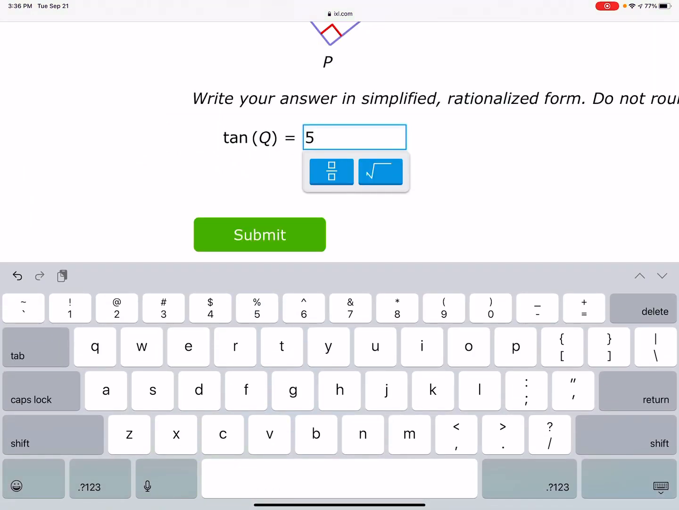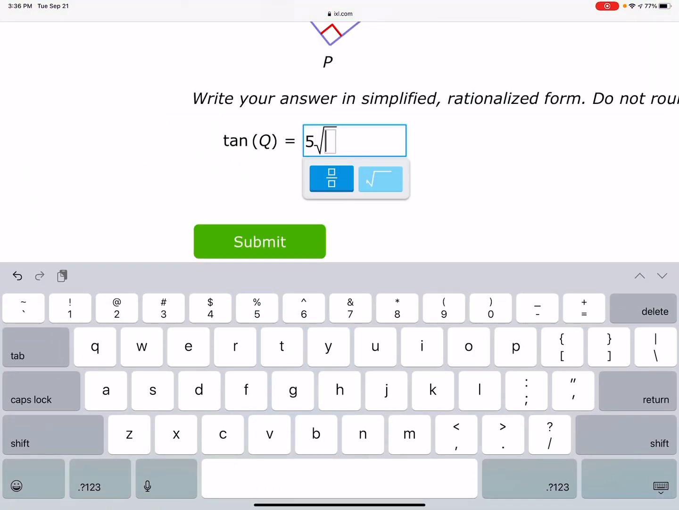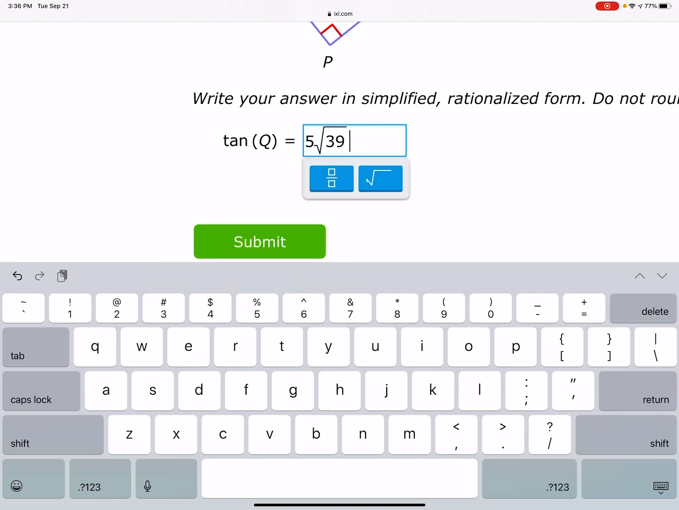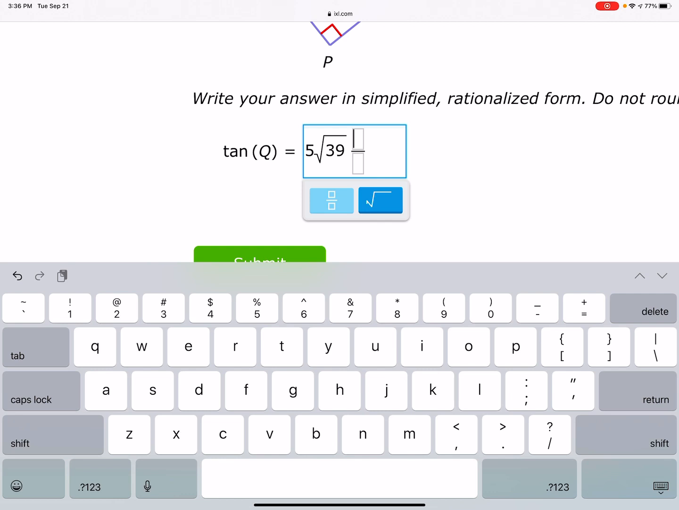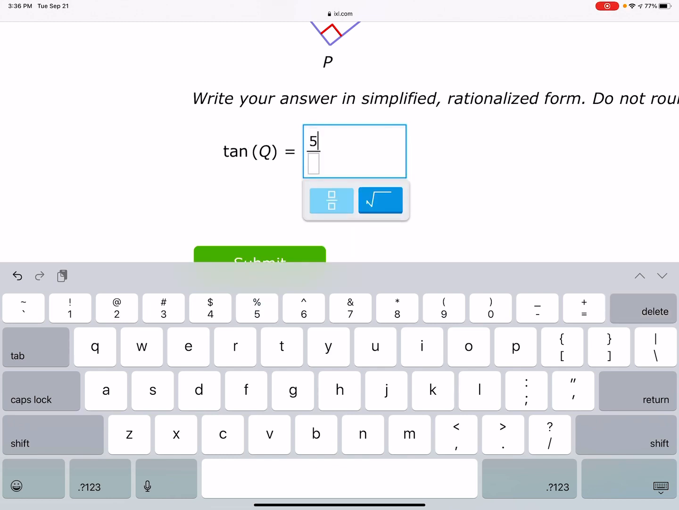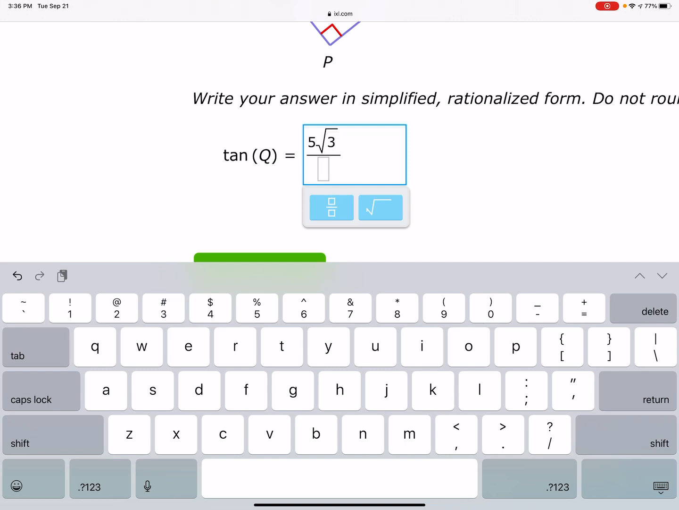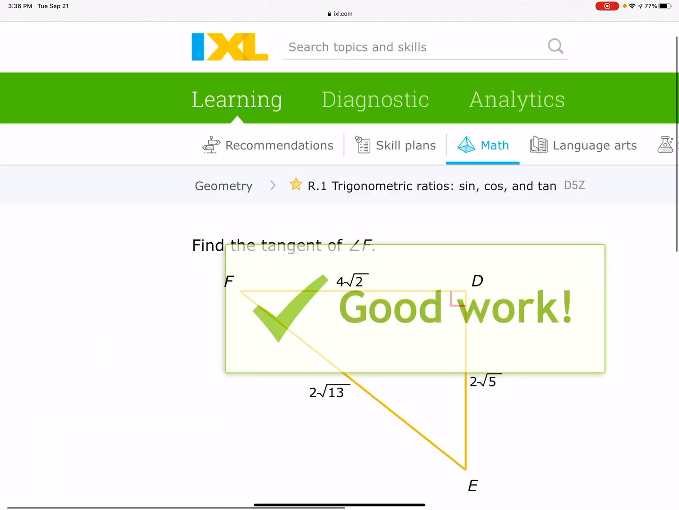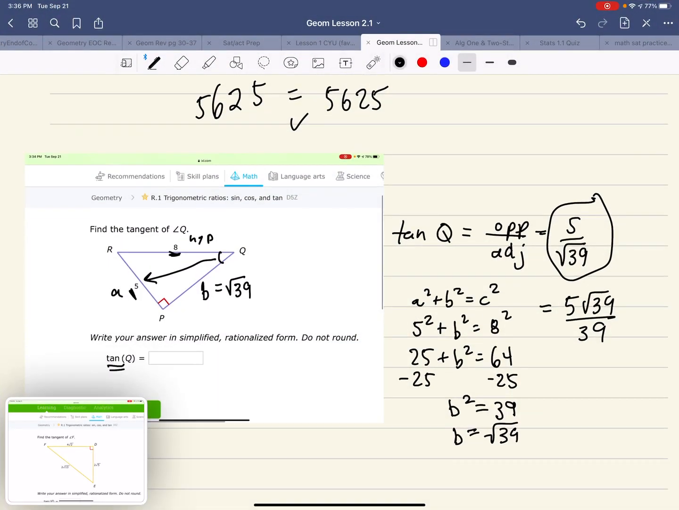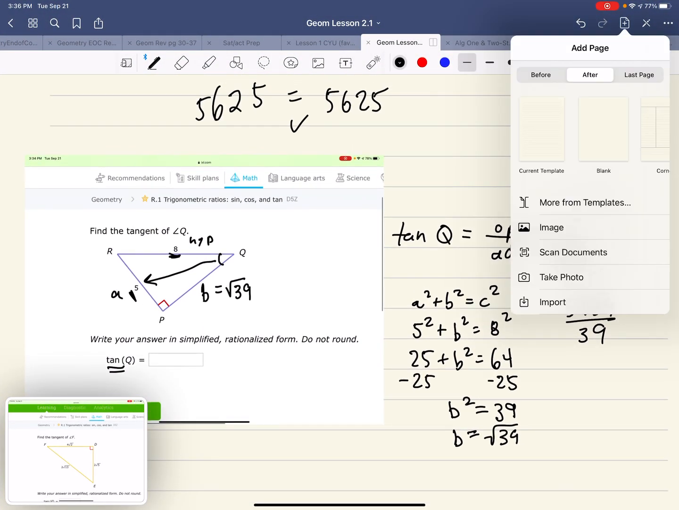5 times the square root of 39 divided by, no, don't want to do that. So just typing it in here, over 39. Let's try it this way. 5 times the square root of 39. Okay, that's better. Over 39. Submit. Fingers crossed. Yay! Okay. We got another one, so I'm going to take this one back to my notes and stick it in my notes.